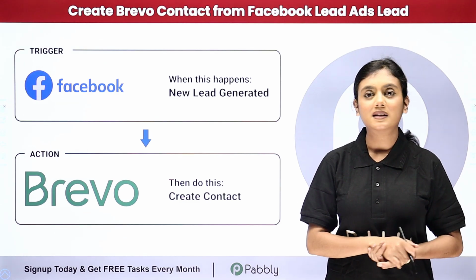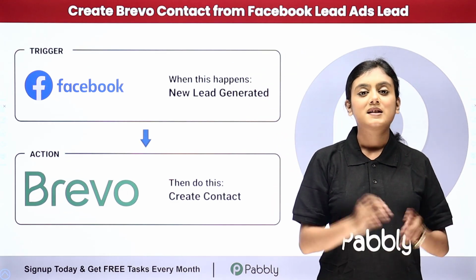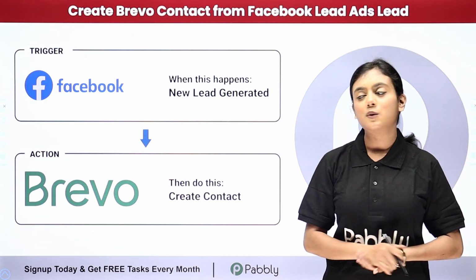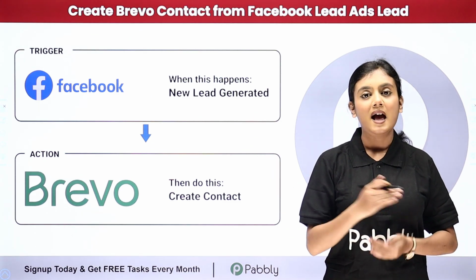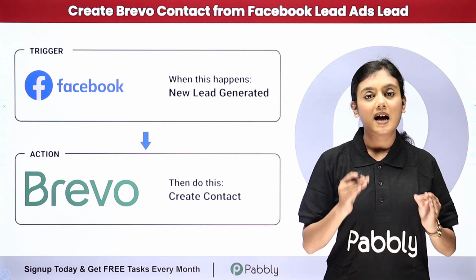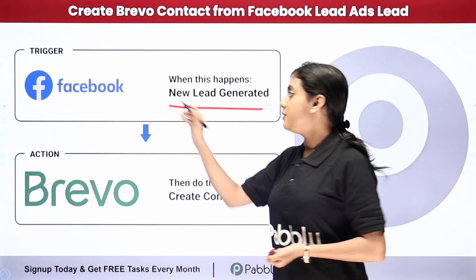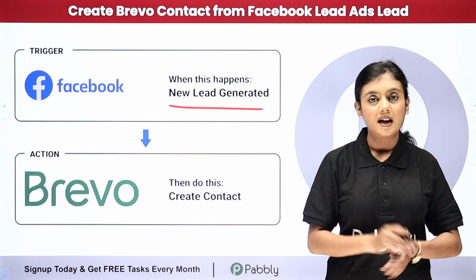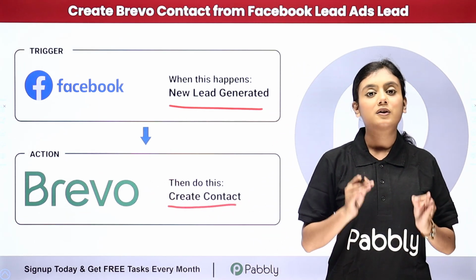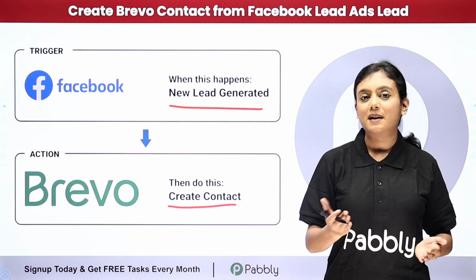In this video, we're going to learn how to create Brevo contact from Facebook lead ads lead. So I am an owner of a digital marketing agency and I promote my agency with the help of Facebook lead ads. And I manage the data of all my leads using Brevo. Here what I want is that as soon as a new lead is generated by potential customers or clients using Facebook lead ads for my agency, I want to create that lead as a contact in my Brevo account. Now creating these contacts manually after the new lead is generated is very time consuming.